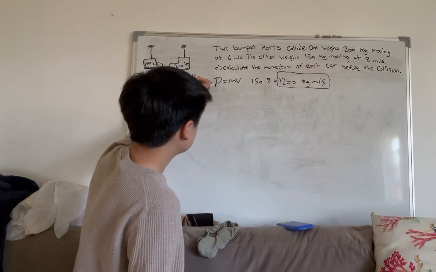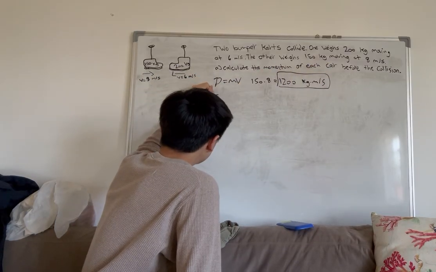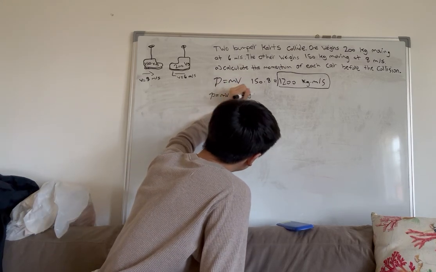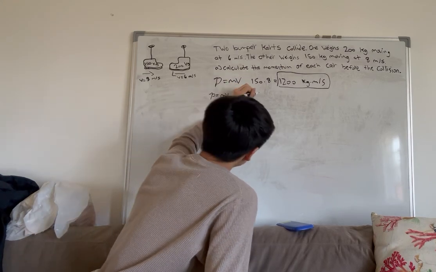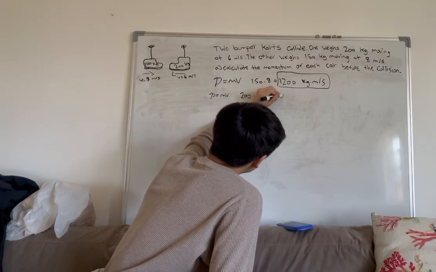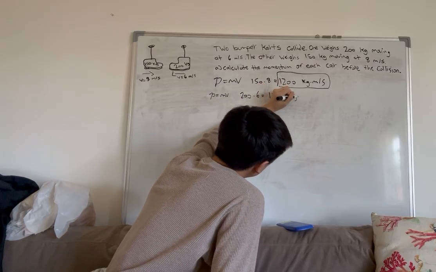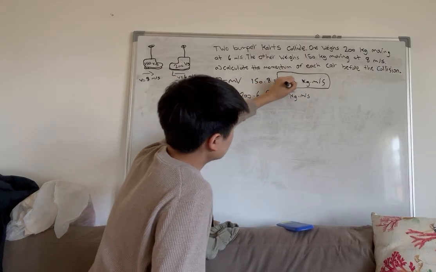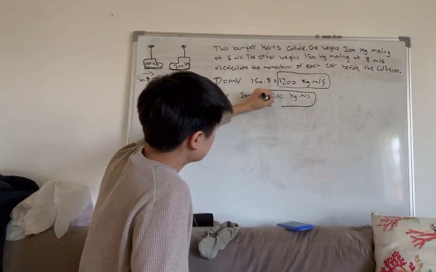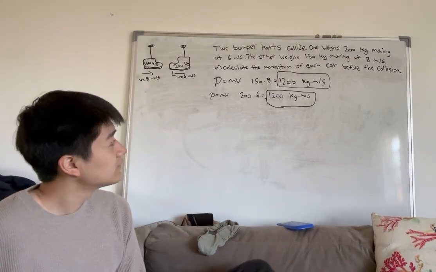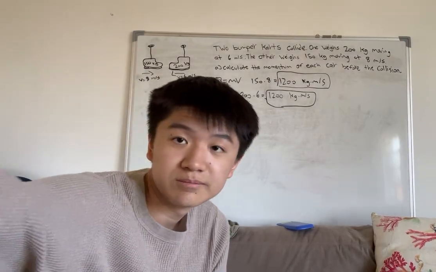The second one is going to be of our other car that weighs 200. So it's gonna be 200 times 6, and that's going to be 1200 kg times meters per second as well. There we go. And that is the first question of our momentum answered.